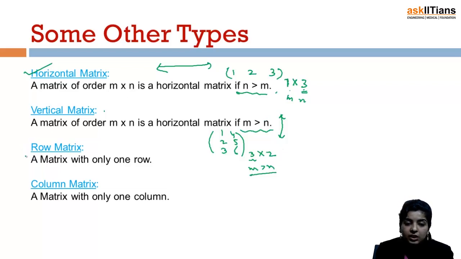Row matrix, a matrix with a single row. Suppose this is a row matrix. Just one row, any number of columns is a row matrix. Similarly, column matrix is the matrix with a single column. This becomes a column matrix. Just one column and any number of rows is a column matrix.